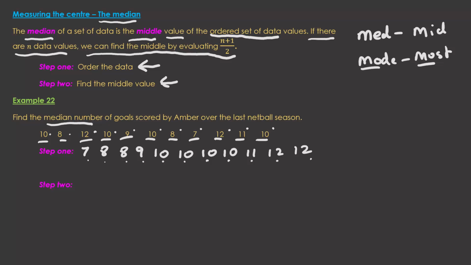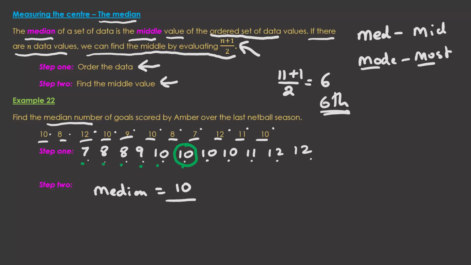So if there's 11 pieces of data, let's look at this. n is 11, so I've got 11 add 1 divided by 2. 12 divided by 2 is 6. And that tells me the 6th piece of data is the one in the middle. So 1, 2, 3, 4, 5, 6. It's that 10 just there. And so our median is equal to 10. So it's important to remember this tells you where it is, and the median value is the number we find in that position.